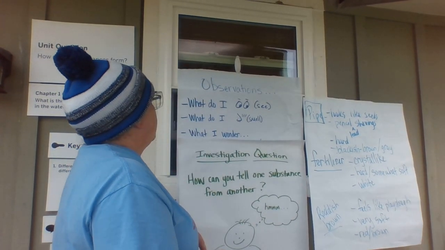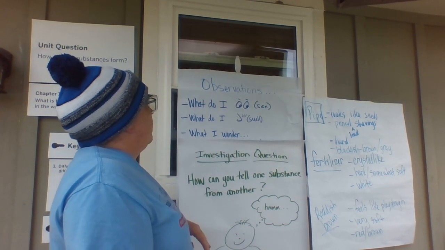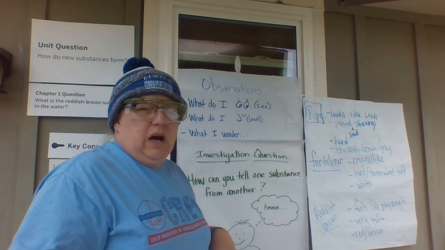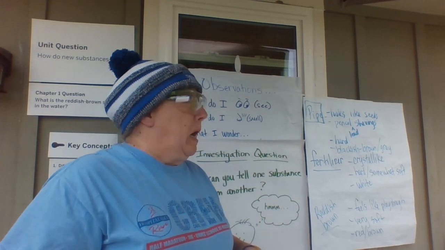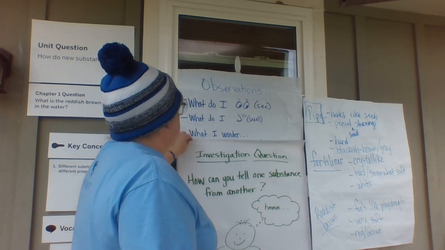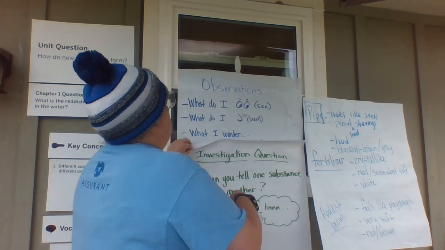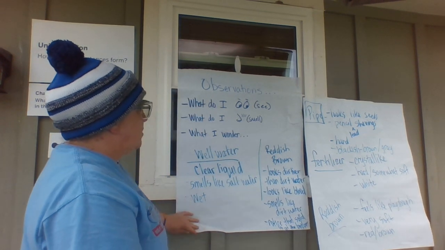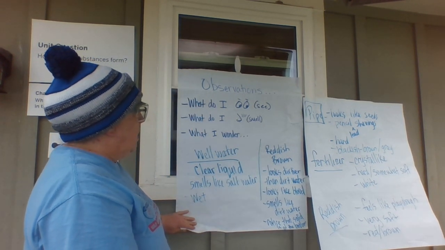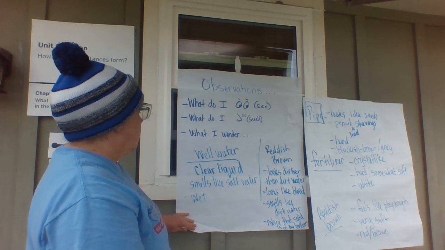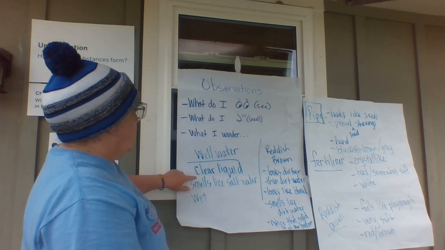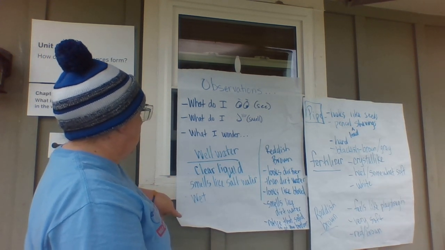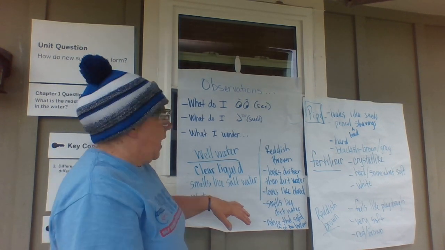We talked about what observations were. Remember, observations are: what do I see? We also talked about what I smell, and some things about what I wonder. We led into those by making some observations of our two main samples. We looked at our well water, and we talked about that it was a clear liquid, it smells like salt water, and of course, it was wet.